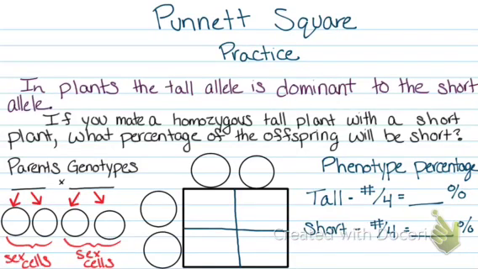So homozygous tall should be 2 capital T's. The homozygous short would be 2 lowercase t's. Because short is recessive, the only way for a plant to be short is if it has 2 recessive alleles. If it had a dominant allele, it would be dominant.